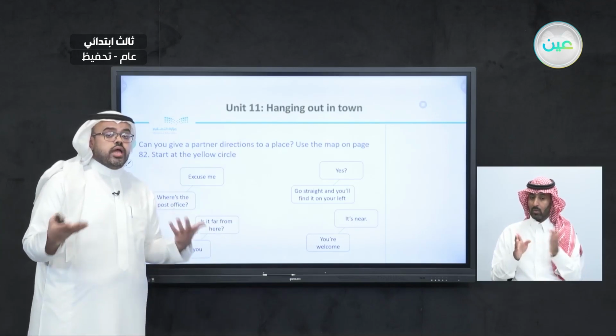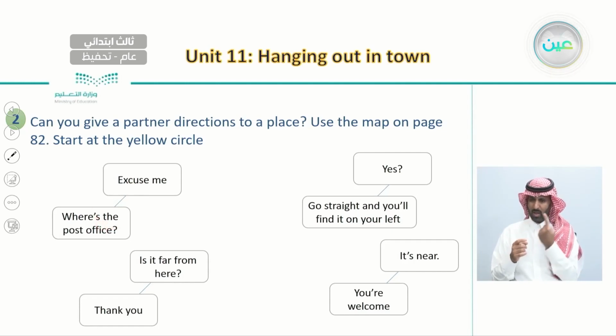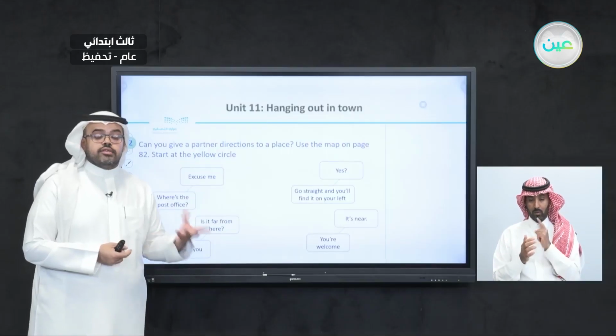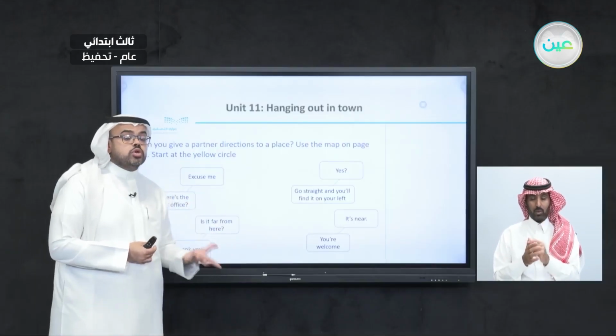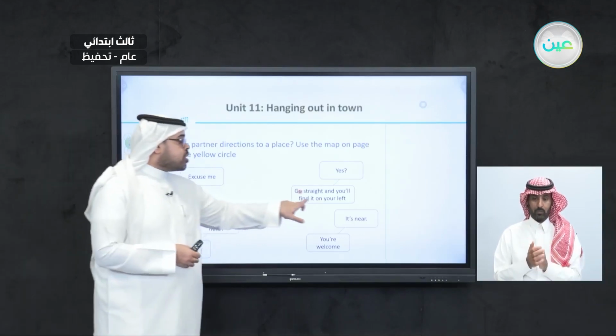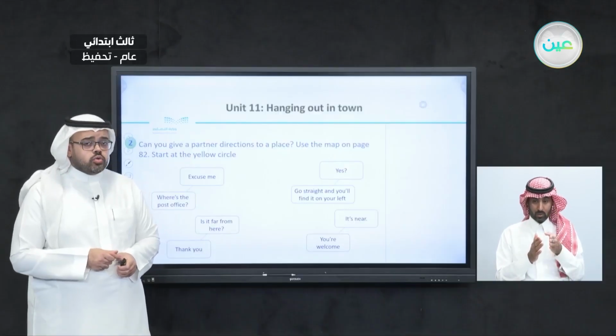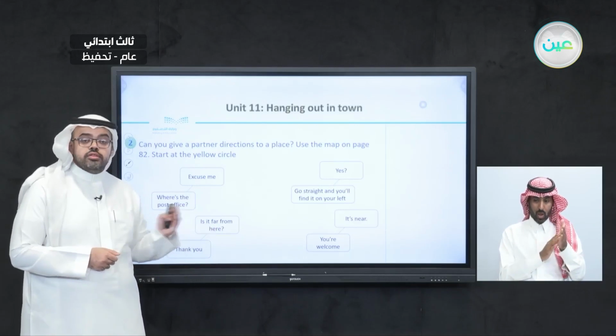And he or she will ask questions like, excuse me, where is the post office? And then when you have the map of a town in front of you, you can say directions on how to go to the post office. For example, go straight and you will find it on your left. Go straight. This is the first direction we have listened to in this lesson.